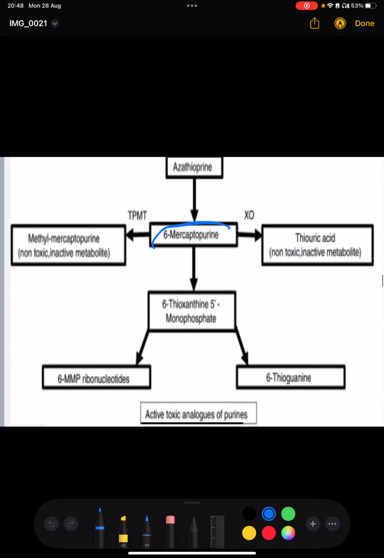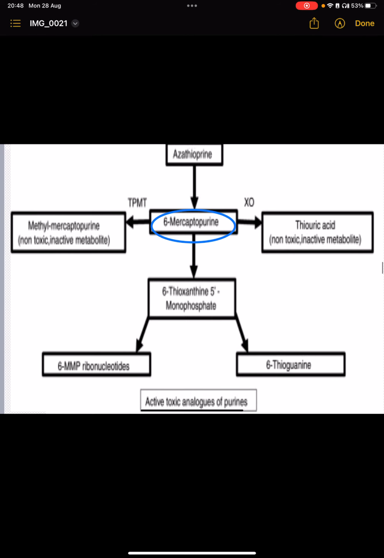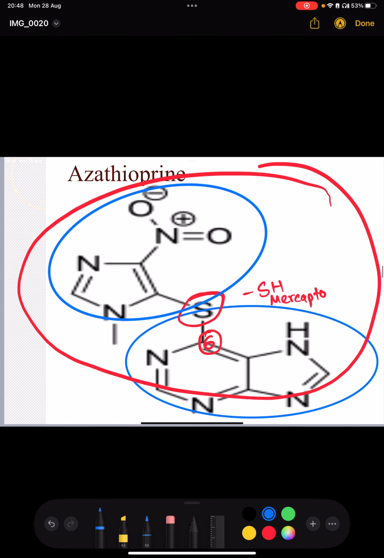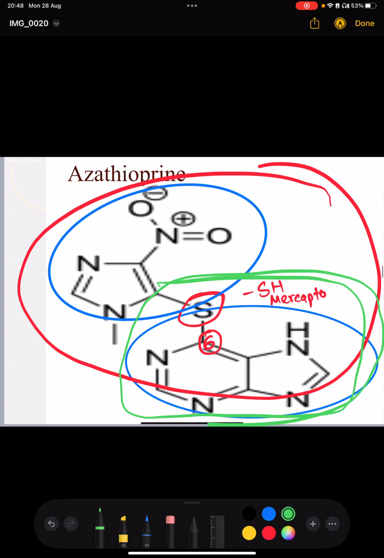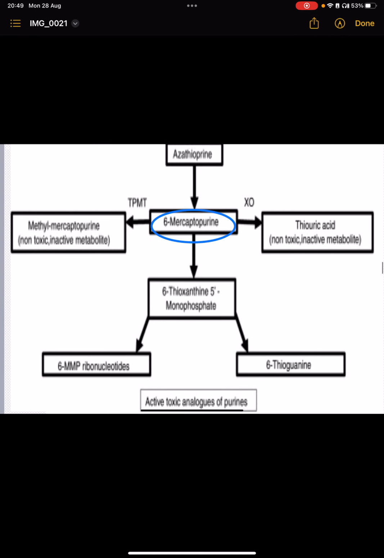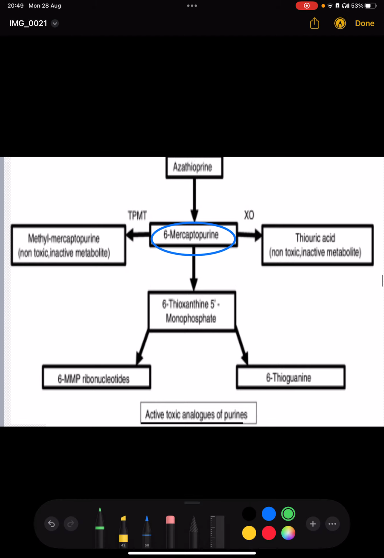It breaks down into 6-mercaptopurine. 6-mercaptopurine is the structure that I had shown already. This over here is 6-mercaptopurine. And actually 6-mercaptopurine is going to do all the actions of the drug.